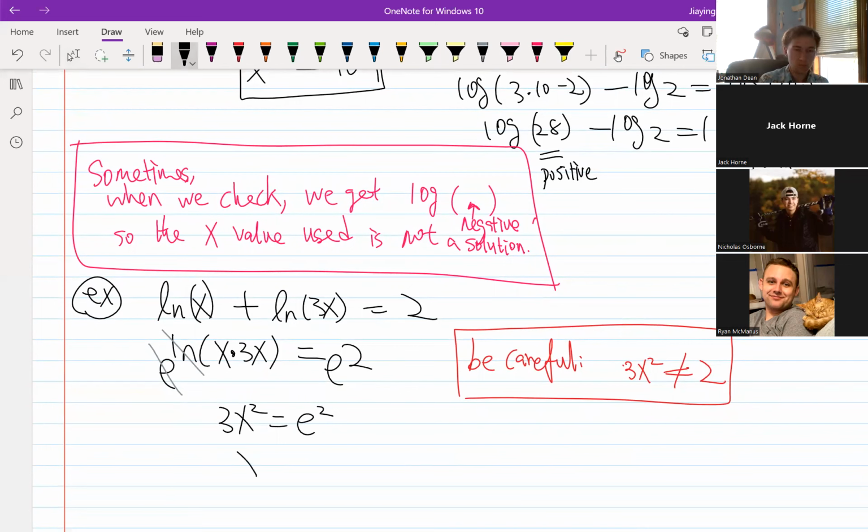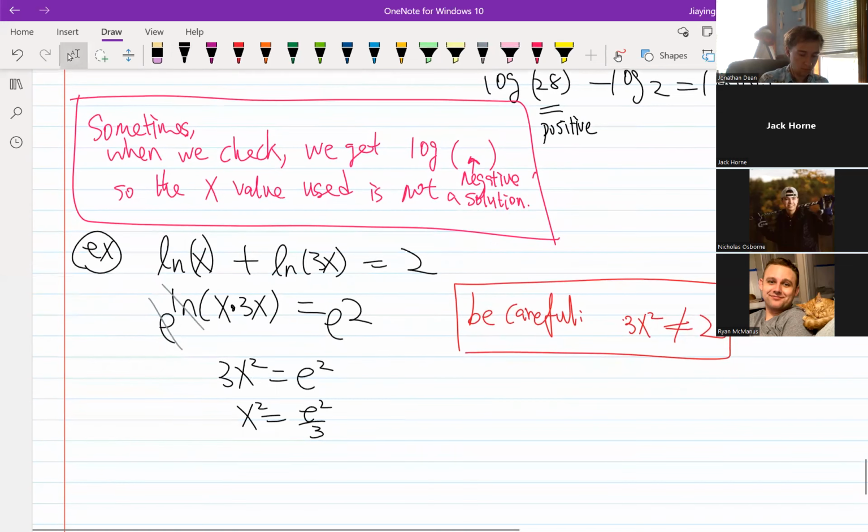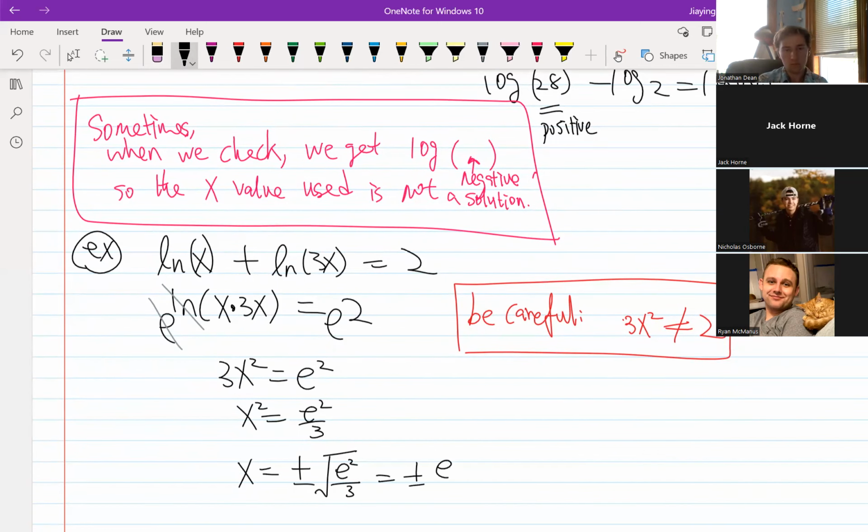Now we're going to divide by 3. We get x squared equals e squared over 3. And now we're going to take a square root on both sides. So we get x equals, if you remember, when we take a square root, we add plus or minus, plus or minus the square root of e squared over 3. So that's plus or minus e times the square root of 1/3, so that's root 3 over 3. So we get plus or minus e times root 3 over 3.